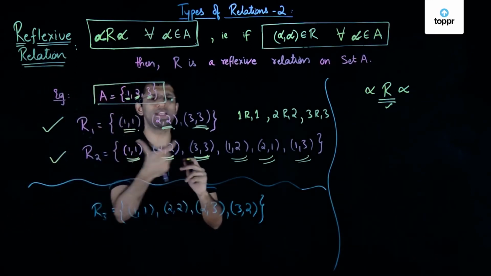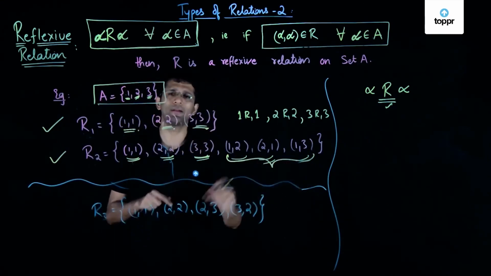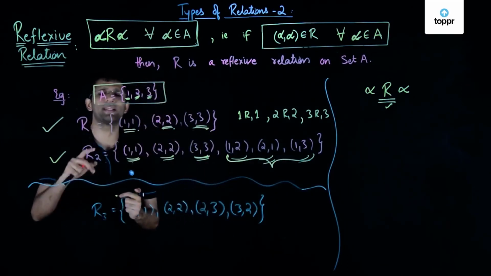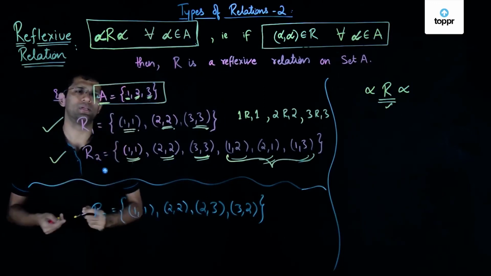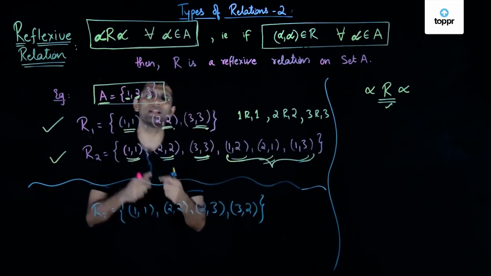Note that in addition to these 3 ordered pairs, we also have 3 more ordered pairs here. But they do not matter. So as long as these 3 ordered pairs exist in a relation R2, then we can say that R2 is a reflexive relation on set A. Well, we have now seen 2 examples of reflexive relations. Let us see yet another example.